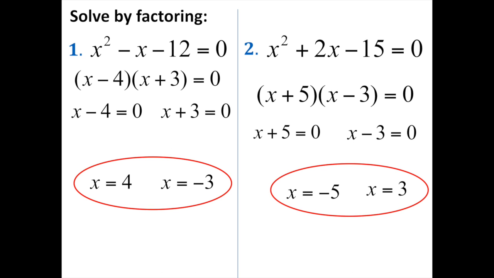Check your answers here. And hopefully we're getting used to our factoring form. Once we have it factored, then we set them both equal to 0 and solve it. Hopefully that's not an issue.